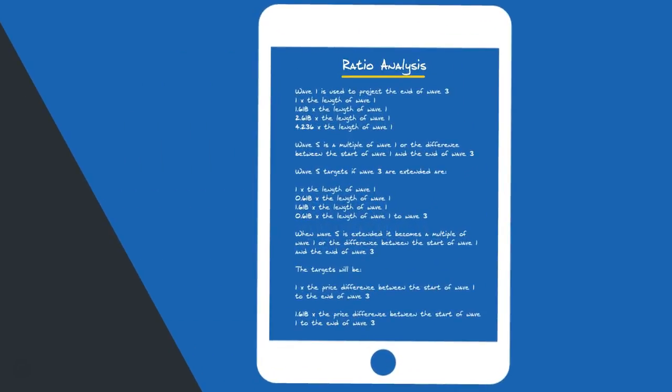From the module of mathematical applications, we touched on the fact that we can use Fibonacci numbers to predict the end of retracements and extensions. Let's look at how we can use Fibonacci to predict targets. Wave 1 is used to project the end of wave 3. Wave 3 is a multiple of wave 1 and the targets are as follows.